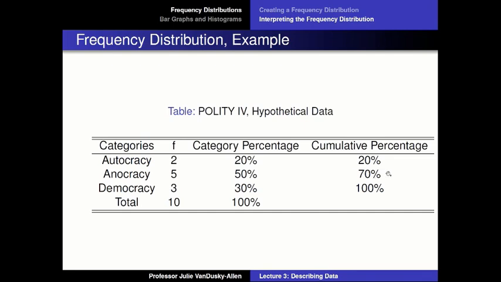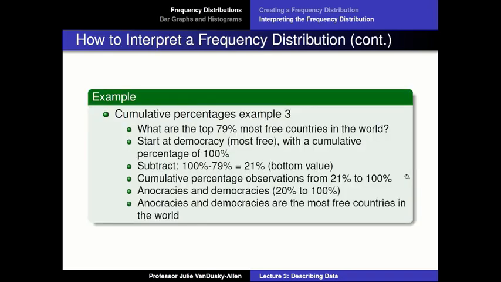The anocracies and democracies categories hold the cumulative percentage observations between 21% and 100%. Autocracy only goes up to 20%, so it doesn't count. So 21% and up is anocracies and democracies. Hence, anocracies and democracies are the most free countries in the world.